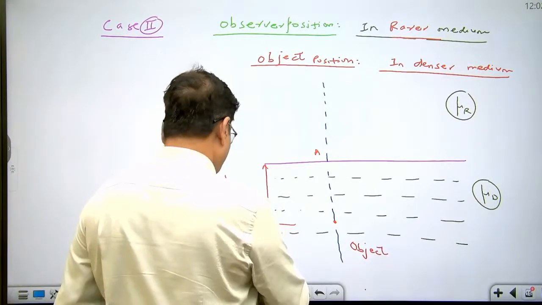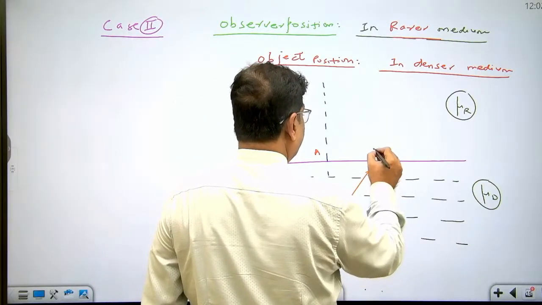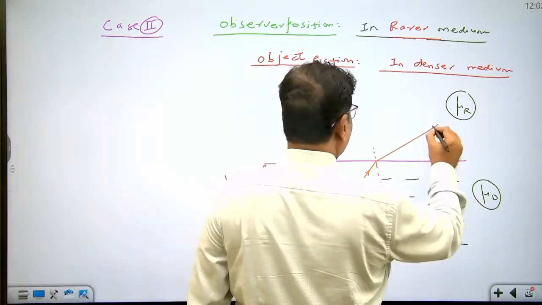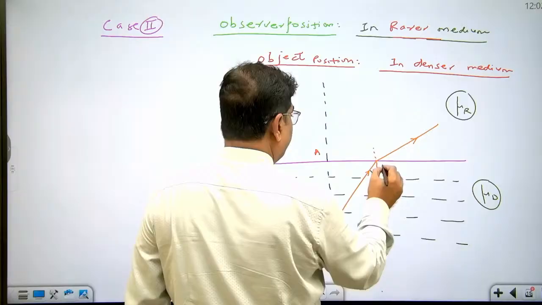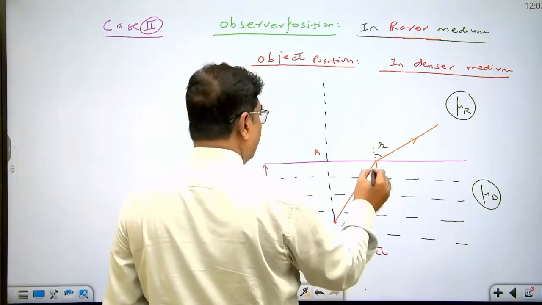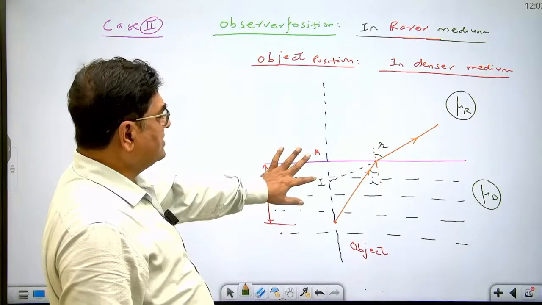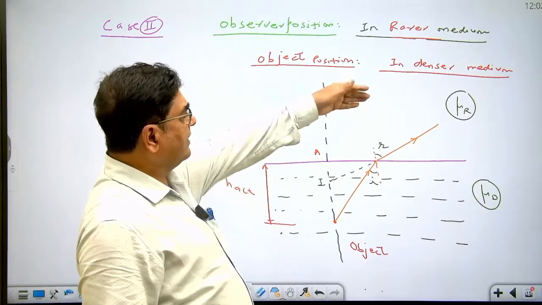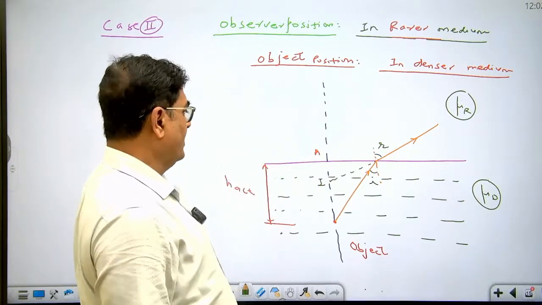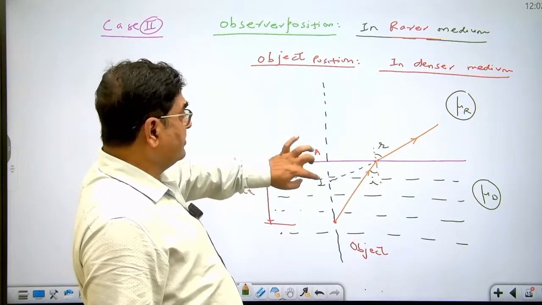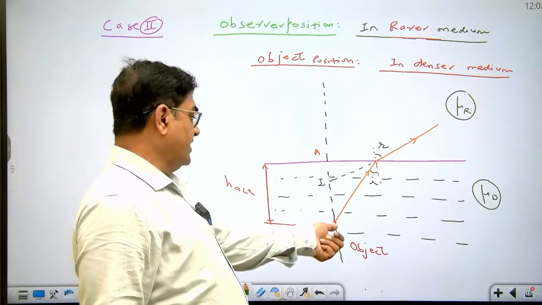Whenever any light ray moves from denser medium to rarer medium, it will shift away from normal. If this angle is the angle of incidence, this angle is the angle of refraction. If we retrace this light ray, this is the position of the image. Remember, this image is getting formed in the rarer medium, where refracted rays are moving, because the object is here in denser medium.